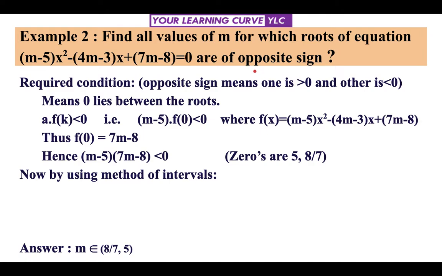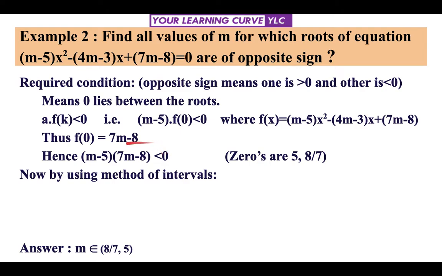Here they have given the number indirectly. So now what we have to do? a·f(0) is less than 0, or the leading coefficient (m minus 5) times f(0) is less than 0. Here f(x) will be (m minus 5)x square minus (4m minus 3)x plus (7m minus 8). This will be your expression f(x). So f(0), when you put x equal to 0 in this expression, this becomes 0, this becomes 0. We are left with only 7m minus 8. So the inequality becomes (m minus 5)(7m minus 8) is less than 0.